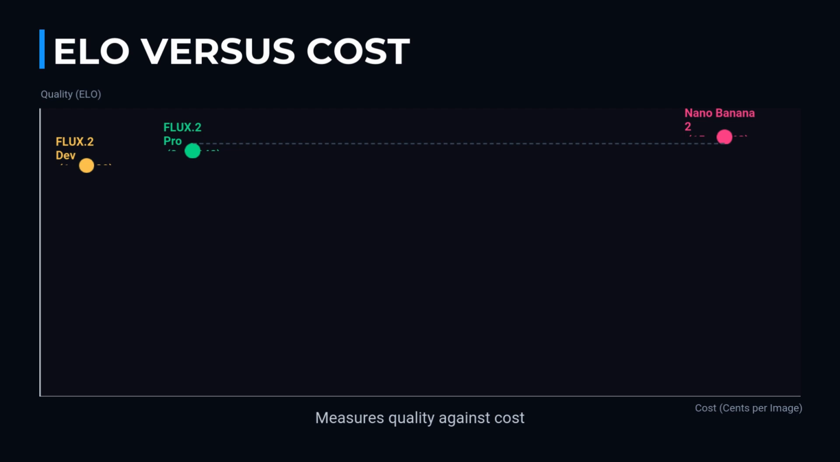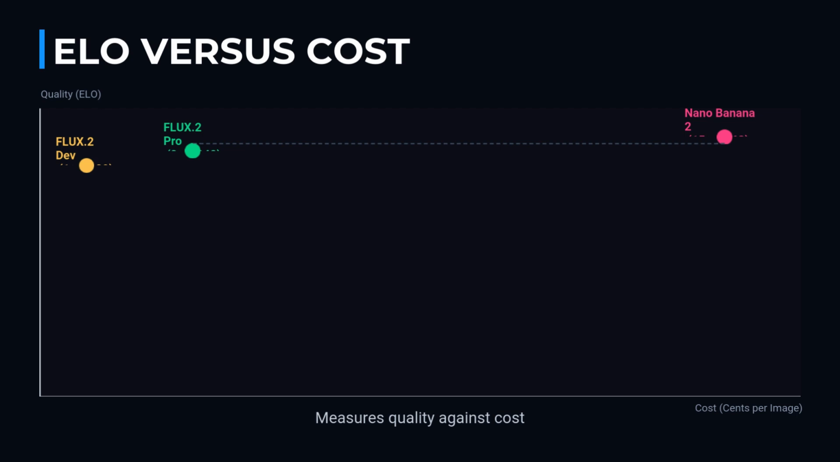Okay, this is where it gets really, really interesting for me. This is the core economic argument that could shift the whole industry. The ELO versus cost analysis. This is the mic drop. This one table compares quality, which is measured by an ELO score, against the cost in cents per image. So lay it out for us. Where does the old guard stand?